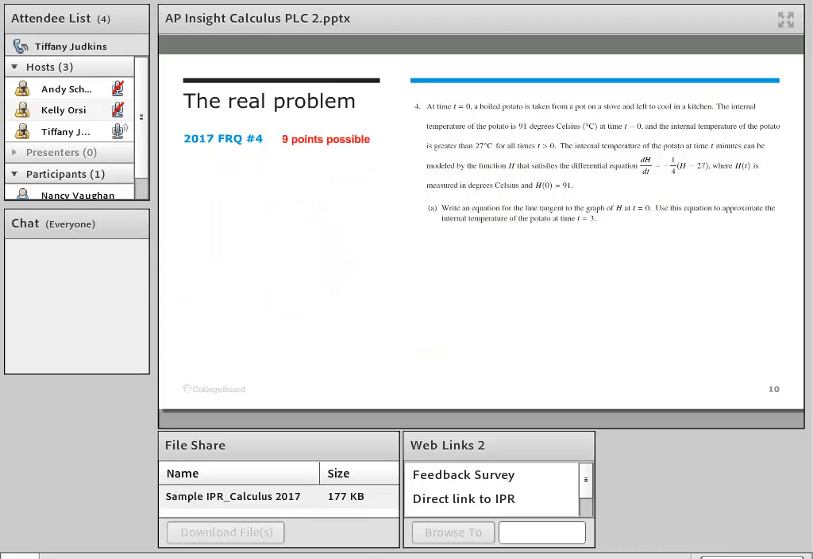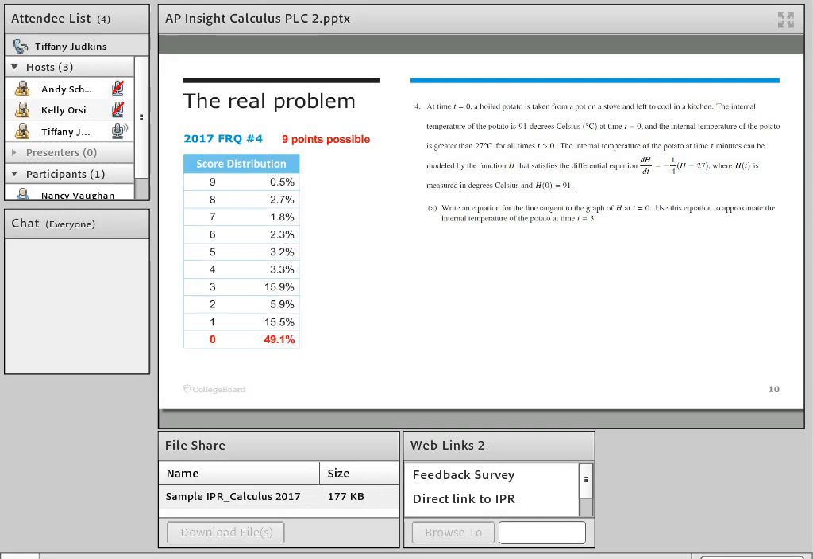And what we found on the score distribution, out of a 9-point question where this was only part A, is that almost half of the students were unable to earn any points whatsoever. That means even from the very first step, can you find the slope, so many students were not able to get there, and that's really troubling. Because we just looked at how the content itself is really accessible for an AP Calculus student, but when there are other things going on, apparently it's not as accessible.